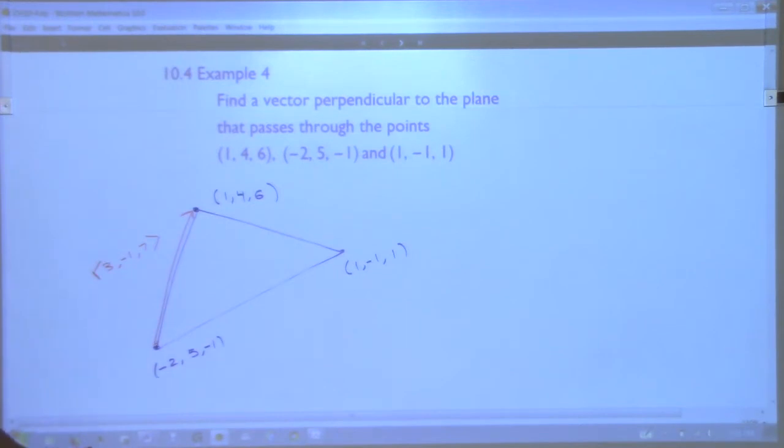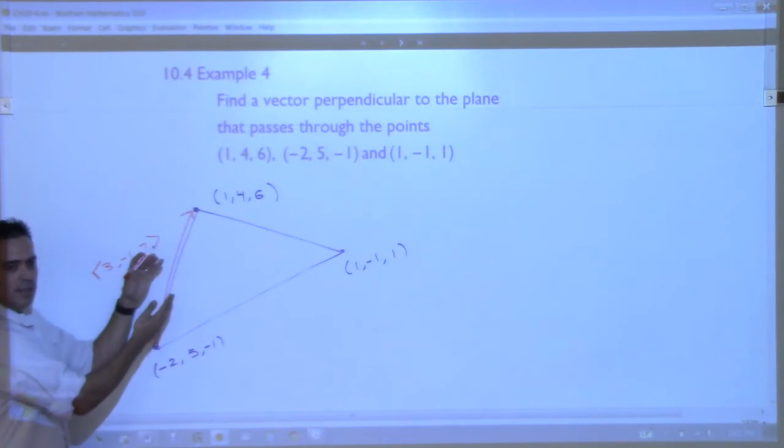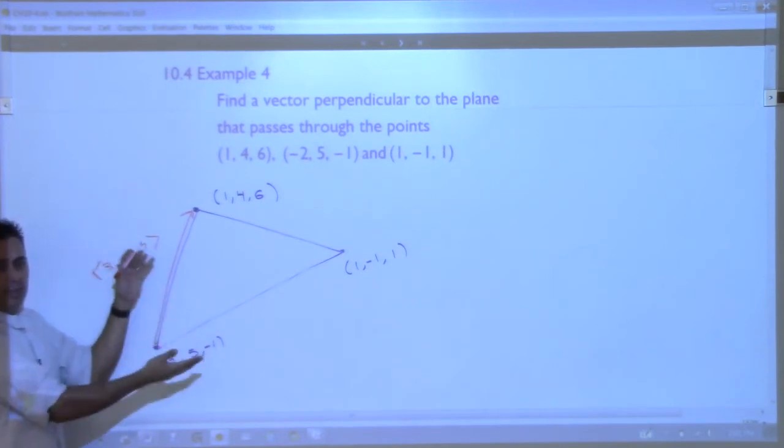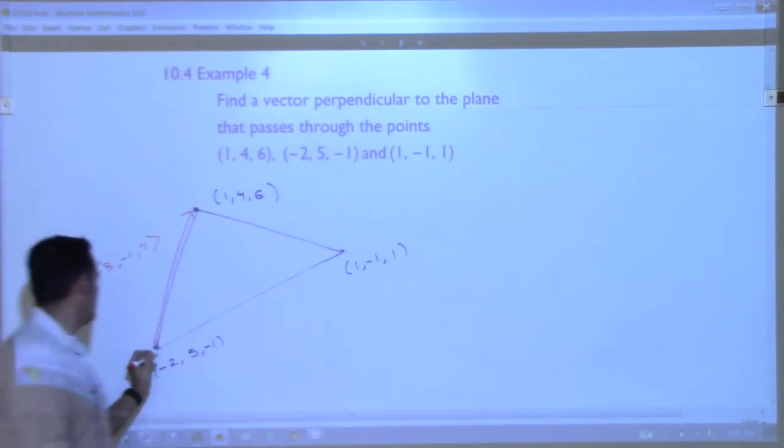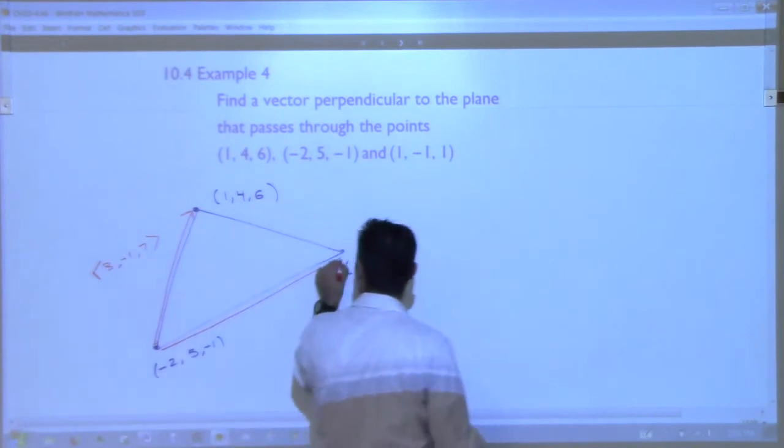Does it matter which one we get? No. Does not matter, actually. We just can't get the same one, and we can't do the one pointing in the opposite direction. They've got to have a different angle between them. So what makes most sense to me is this one. That one right there.